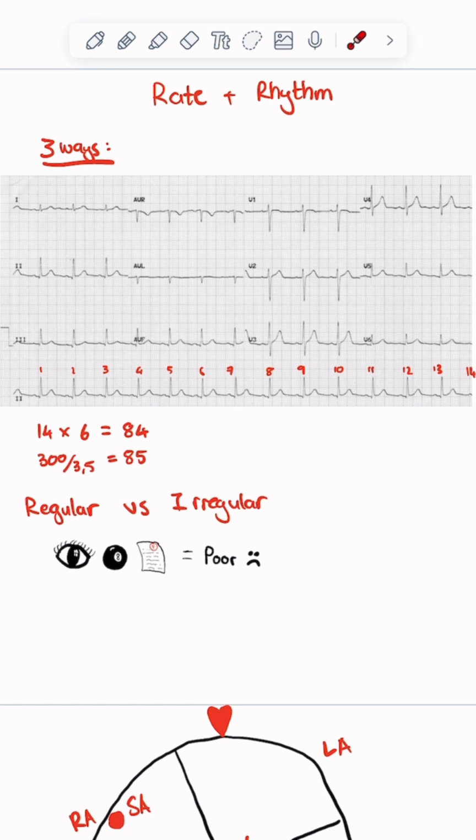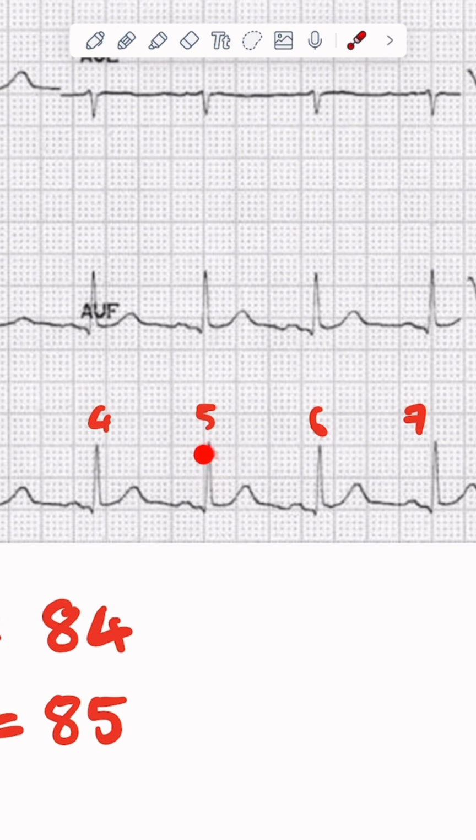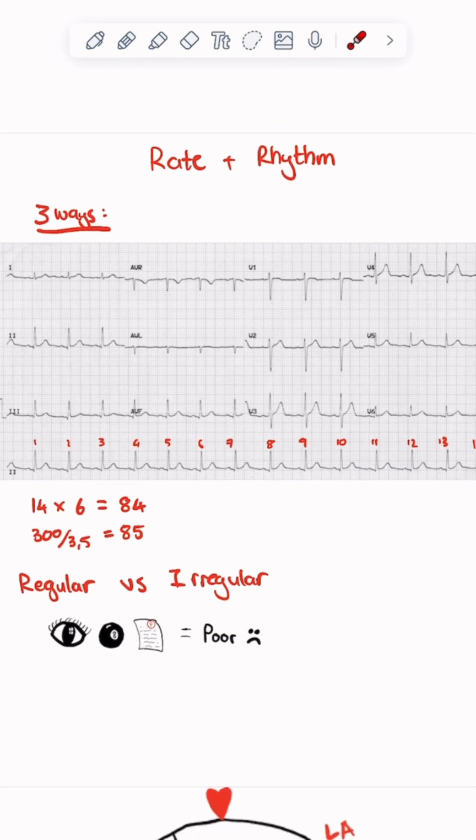The second method, if we have a regular rhythm, is taking 300 divided by the number of big blocks in the RR interval. What do I mean by that? It means if we look at the QRS complex here, with this R wave and that R wave, we count the number of big blocks between number 5 and number 6, and it's about 3.5. So we can say 300 divided by 3.5 is equal to 85, which is very similar to our 14 times 6, which is 84. Right?